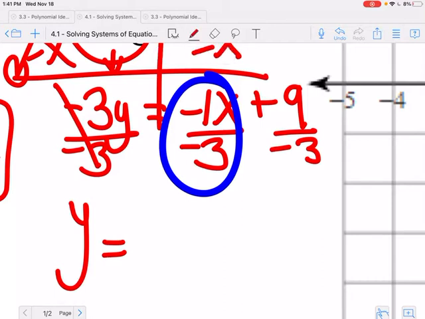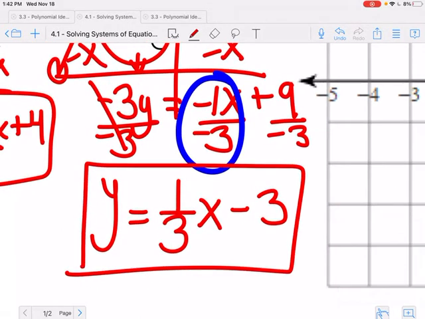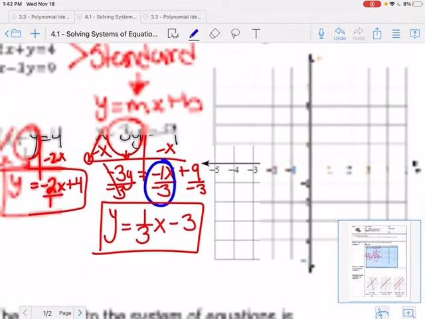But we do have a negative divided by a negative, which means it's going to turn all of that into a positive. So I'm going to be left with 1 over 3x. I can simplify 9 divided by 3. That's going to equal negative 3. And there's my second equation. So now I can go ahead and graph them both.